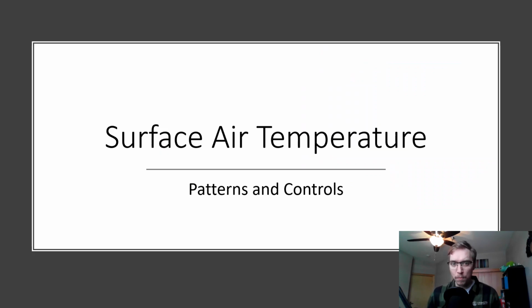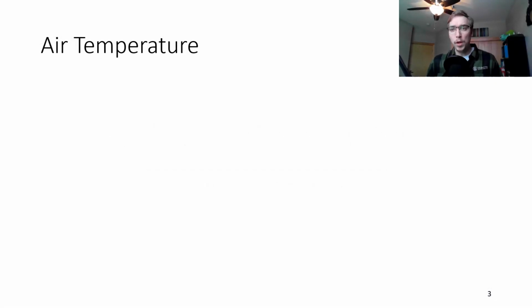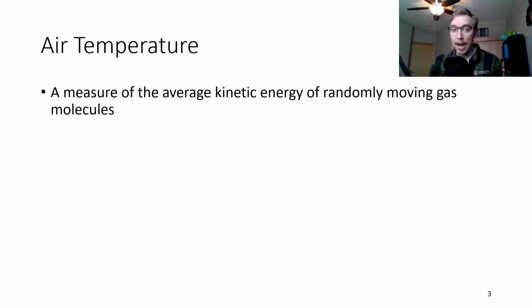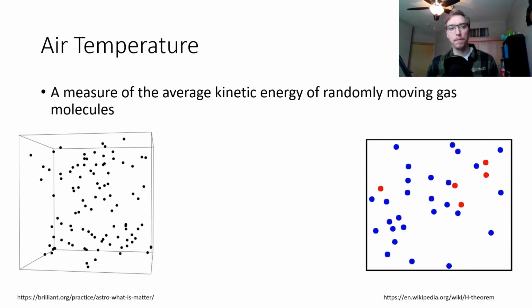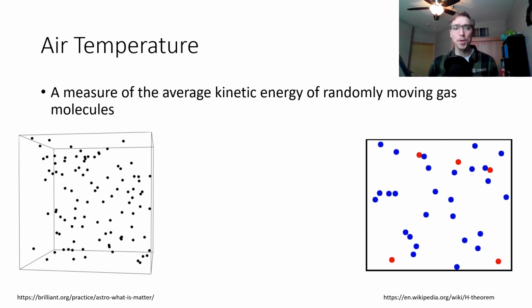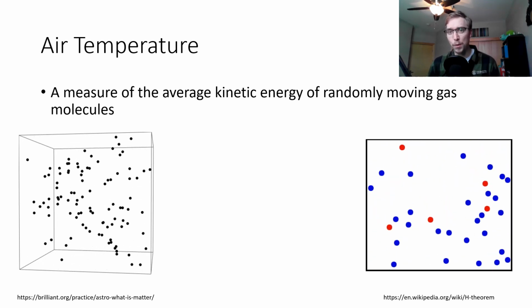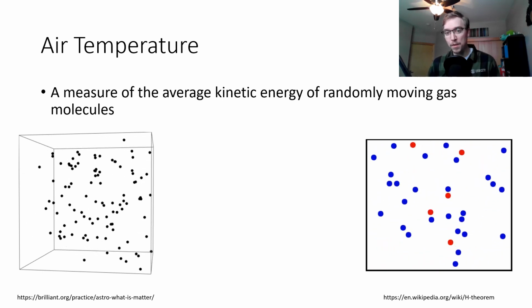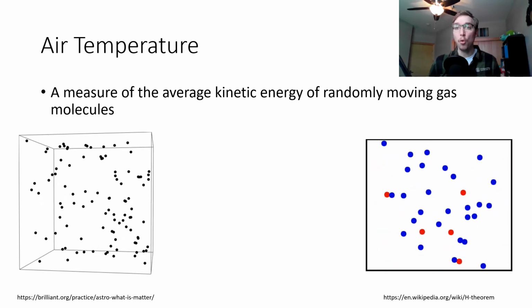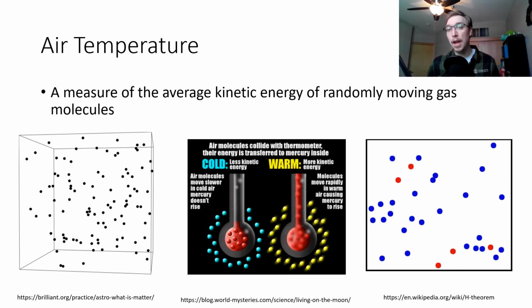So first off, we're going to look at surface air temperatures, and a little bit of this is going to be review. Because we learned that temperature itself is just a measure of the average kinetic energy of randomly moving gas molecules, right? We looked at these GIFs here. The left is a GIF showing a colder air parcel. Notice how slowly those molecules are moving. The GIF on the right shows a warmer air parcel. Look how fast those particles are moving. They're more excited. We feel that expressed as temperature.